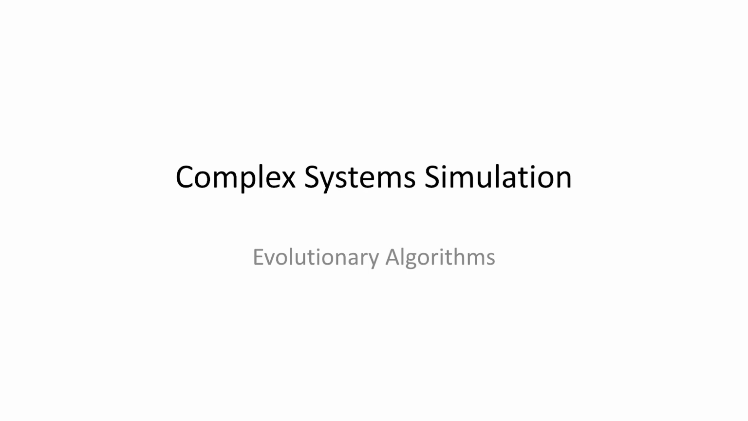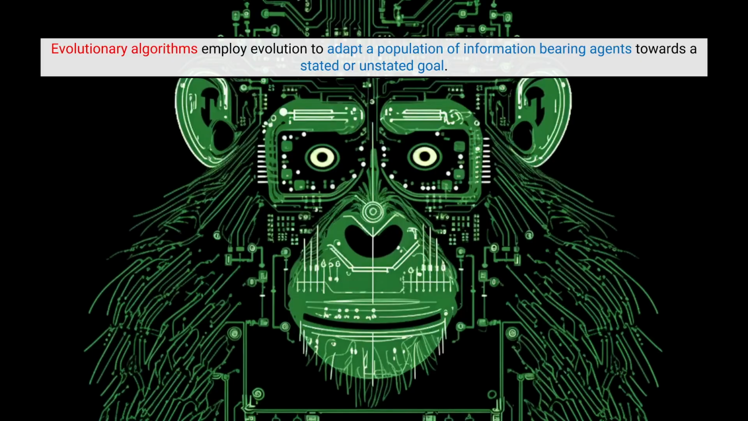All right, welcome. In this video, I want to explore the area of evolutionary algorithms. An evolutionary algorithm is going to try and employ the power of evolution to evolve a population of agents. In our last video, we talked about how these agents should be bearing some kind of information, like in biological systems, we have DNA.